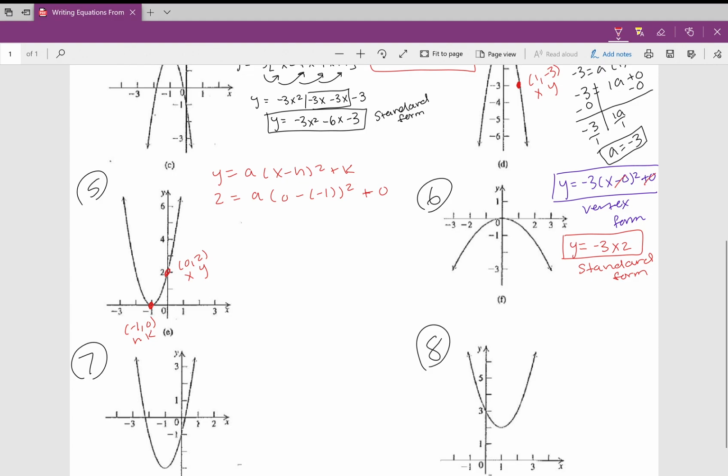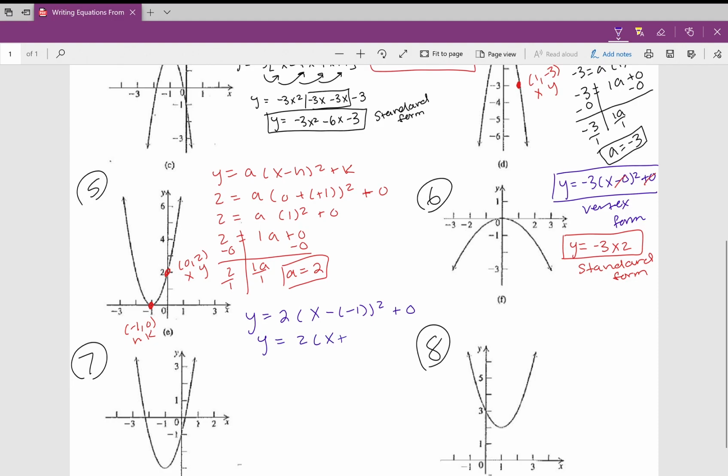Then I simplify. So 2 is equal to a. This turns into a positive 1 squared plus 0. So 2 is equal to 1a plus 0. Then I need to get a by itself, so I subtract 0, which is 2, and then 1a, and then divide by 1, so a is equal to 2. Okay. After that, I plug everything in to find my vertex form. So y is equal to 2, x minus a negative 1 squared plus 0, which remember I can simplify this to y is equal to 2, x plus 1 squared. So this is my vertex form.